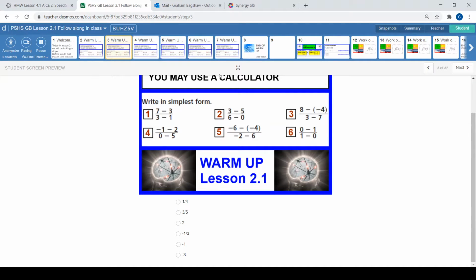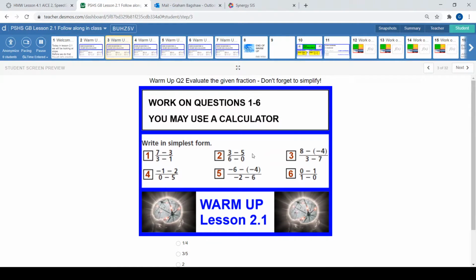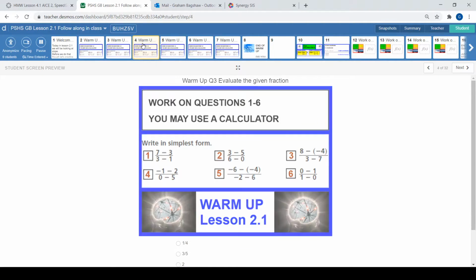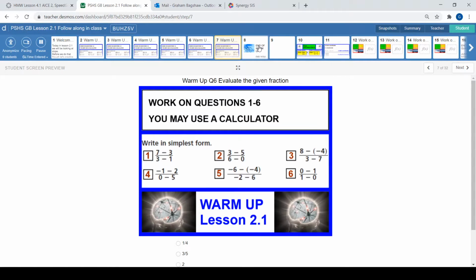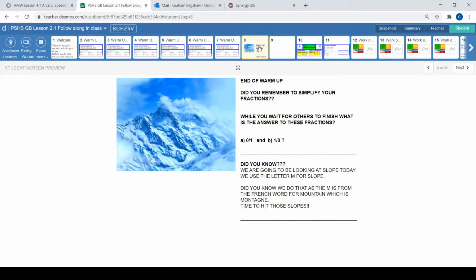So just click through, do slide 2. Like I say, it's going to be the same picture, but just make sure that you pick the right question from the screen. Question 3, 4, 5, and 6. And then the end of the warm-up there as well.